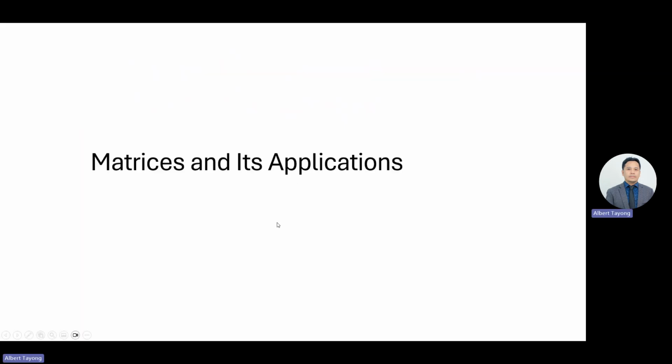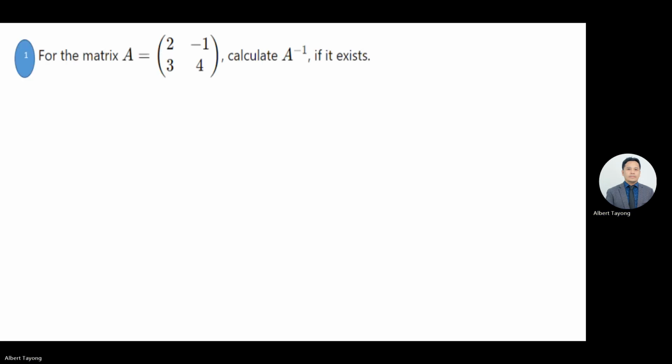All right, so in this lesson, we're going to explore matrices and their applications. So problem one is this. For the matrix A containing elements 2, -1, 3, and 4, calculate the inverse of A if it exists, or calculate A raised to the power of -1. It means inverse of A.